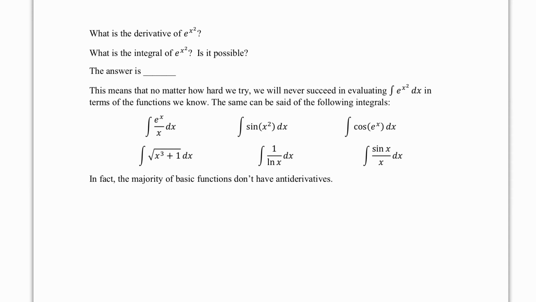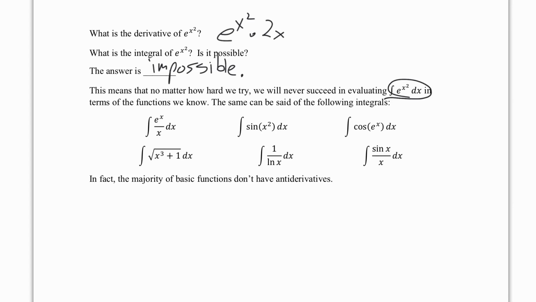Now, just one final thing I want to look at here. What is the derivative of e to the x squared? Well, of course, we would get e to the x squared times 2x. But what's the integral of e to the x squared? What's the antiderivative? Is it possible? Well, the answer is that it is impossible. It's very sad. No matter how hard you try, the integral of e to the x squared, in terms of functions we know, is impossible. There is no antiderivative of e to the x squared.